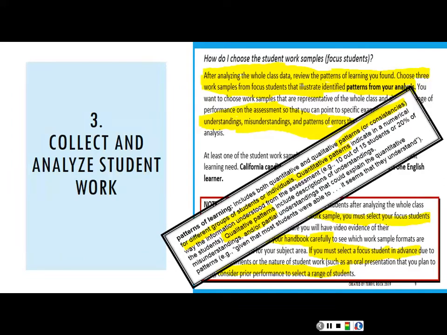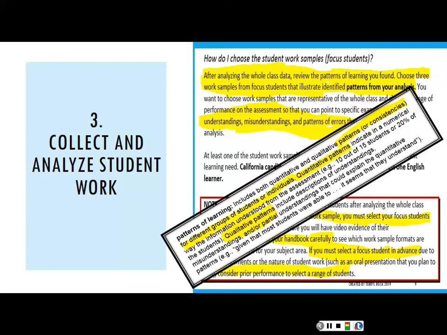So let's say this is what everybody seemed to do well on. Then you find one good example from your work sample, and that's going to be focus student 1. The second learning trend, maybe that's something that everybody missed. You find one work sample for that, and that's focus student 2. Learning trend 3 might be a common error that you kept seeing. That's focus student 3.